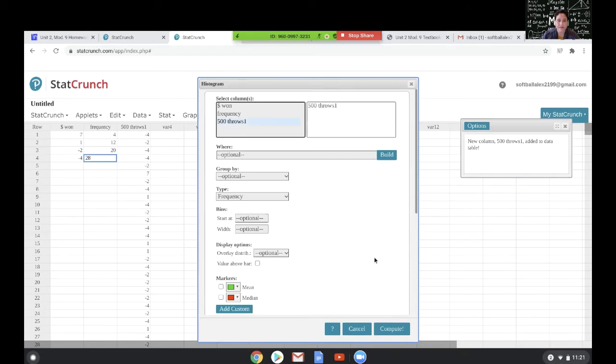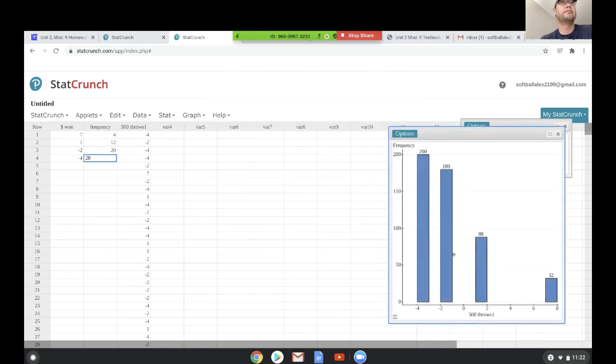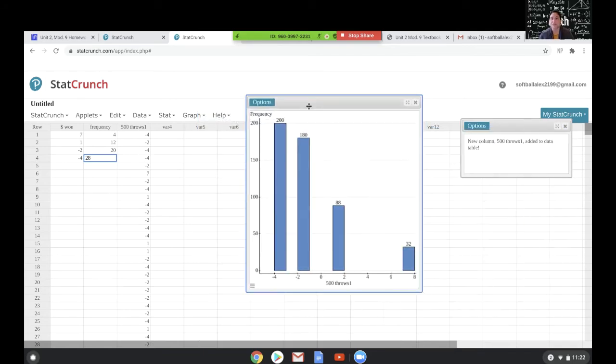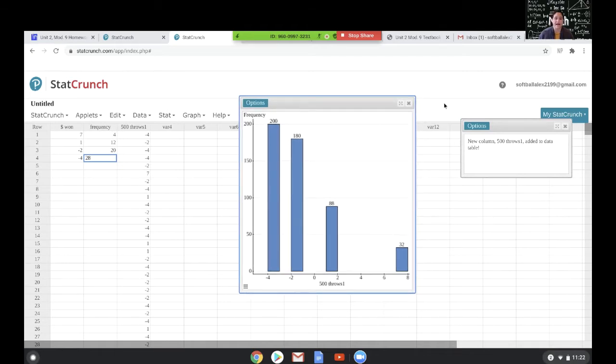And our bins, start the bins, see where it says bins. Push -5 there. And go by ones for the width. Perfect. Now compute, or you can do the value above bar if you want. And compute, and boom, there's her skewed right. Now hers is different. Wow, you hit 200 on the dot. She lost $4 200 times.